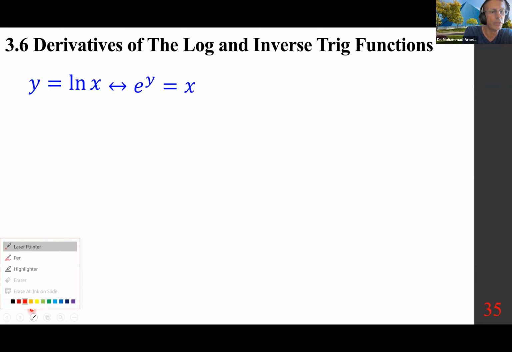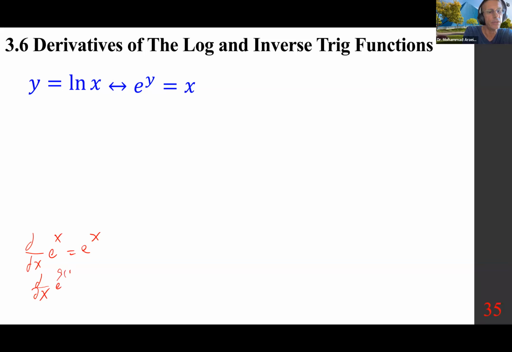Let me quickly remind you that d dx of e to the power of x is itself, okay? And the d dx of e to the power of g of x is e to the power of g of x by the chain rule times g prime of x. So that we know. So that's why we use the exponential format to figure it out. Now, of course, we're going to use implicit differentiation.